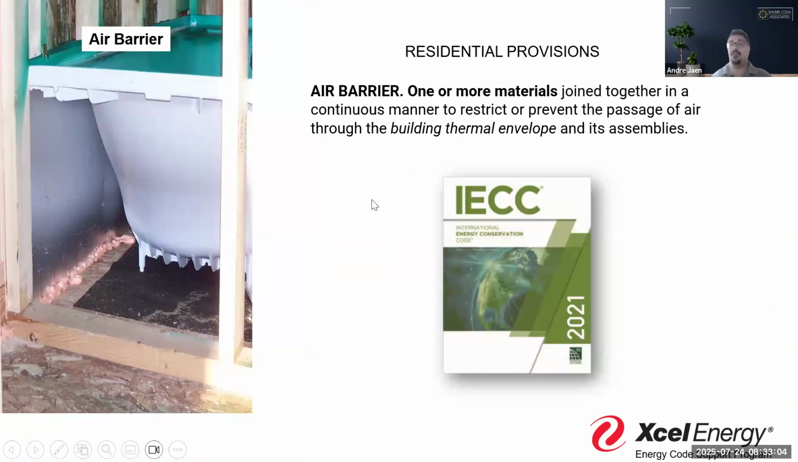And now we're moving on to air barriers, right? So for air barriers, we're just looking at the overall definition where we get it from the code. Air barriers are one or more materials joined in a continuous manner to restrict the passage of air through the building thermal envelope and its assemblies. So again, we're talking about that overall systems look.